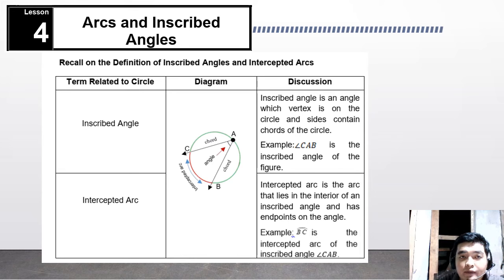Lesson 4, we have arcs and inscribed angles. We have inscribed angle and intercepted arc. I already defined this. This is the inscribed angle, and this is the intercepted arc. The angle is inscribed if the vertex is on the circle. If the vertex is in the middle, that is a central angle. Then the arc opposite your vertex is the intercepted arc. An inscribed angle is an angle whose vertex is on the circle and whose sides contain chords of the circle. We already defined that a while ago.